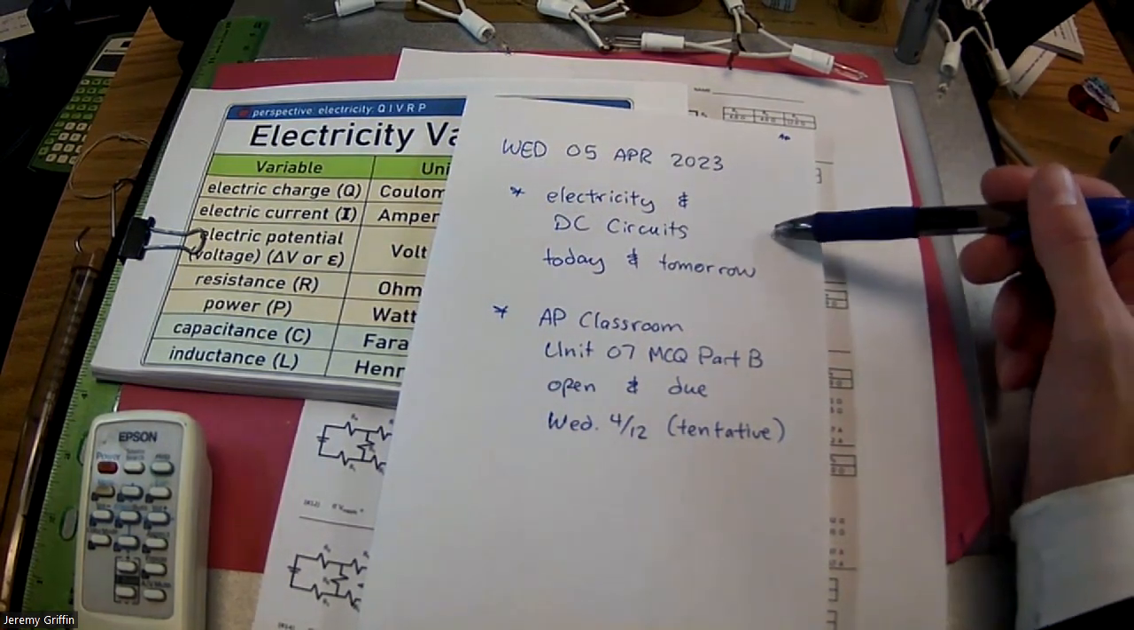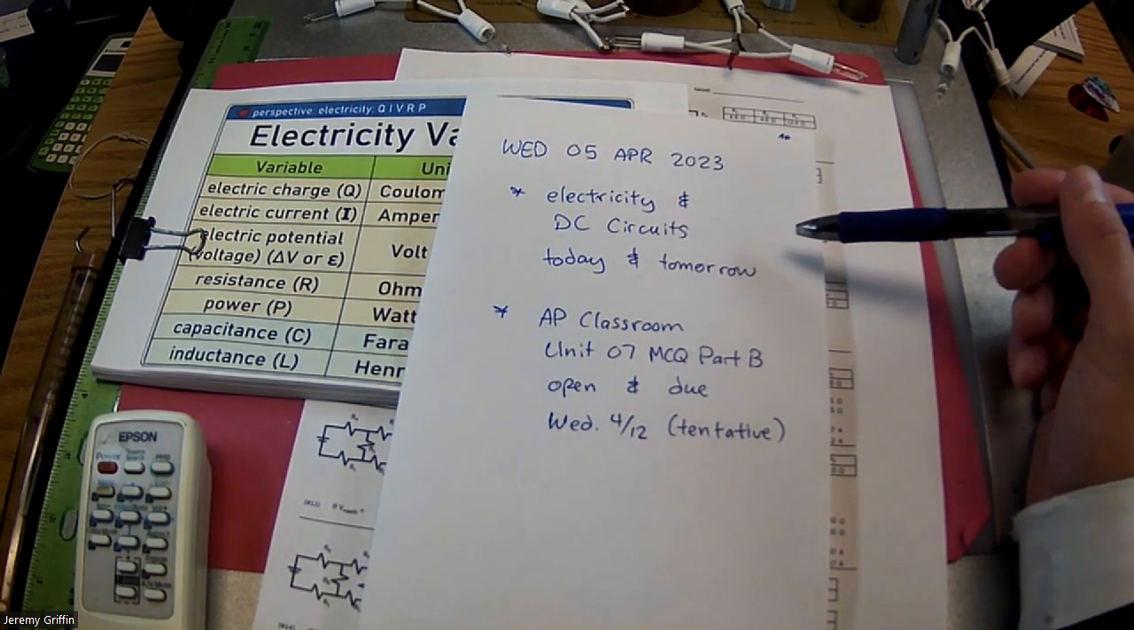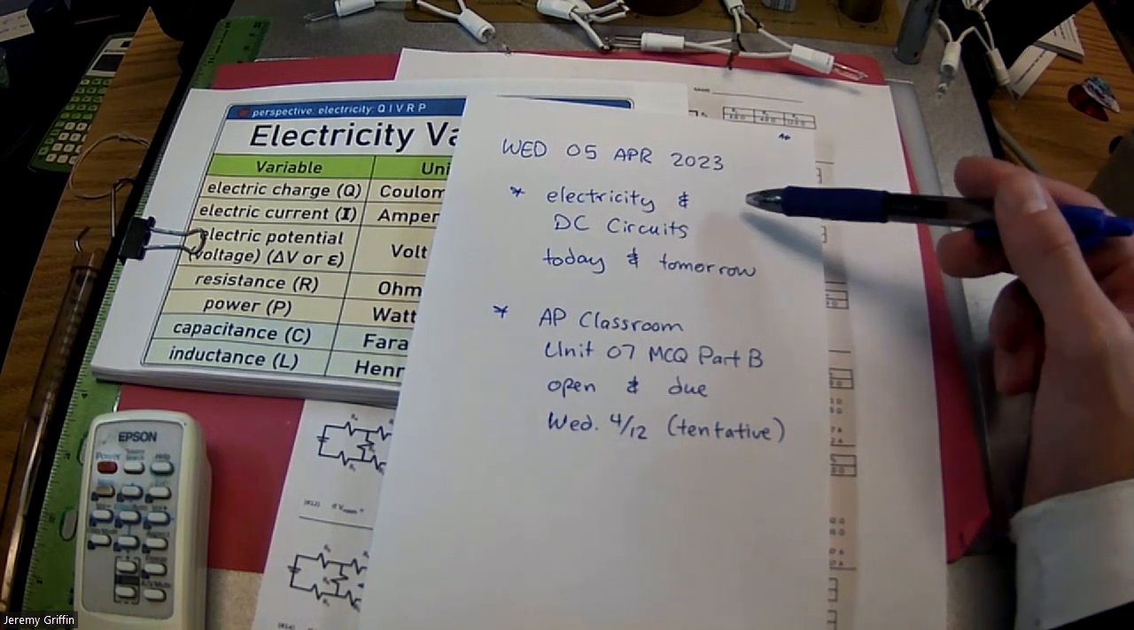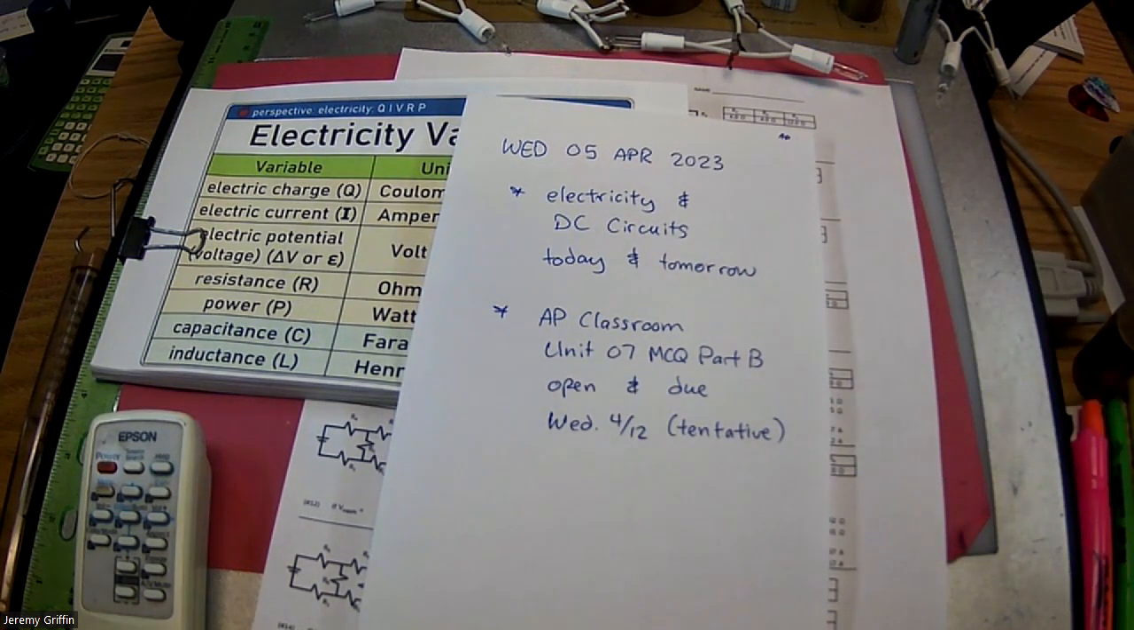Now, some context. A few years back, AP changed their exam and they bumped a few topics that have been on it forever. One of those topics is electricity and DC circuits. Actually, there were a couple of units that they bumped.